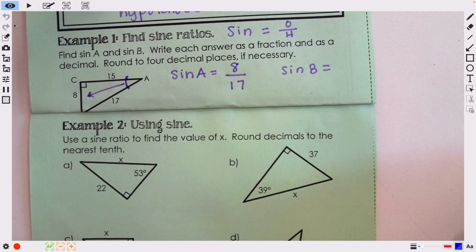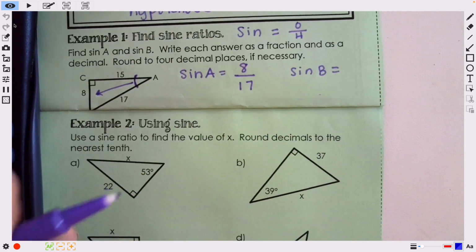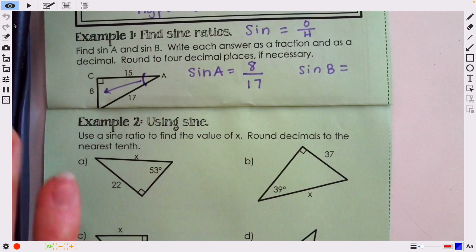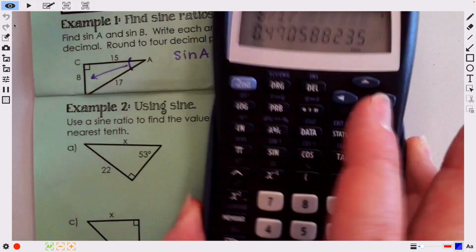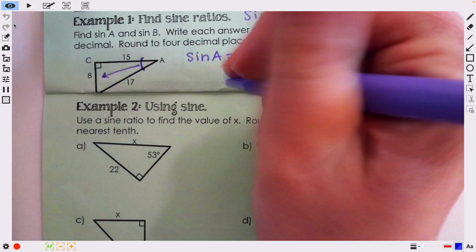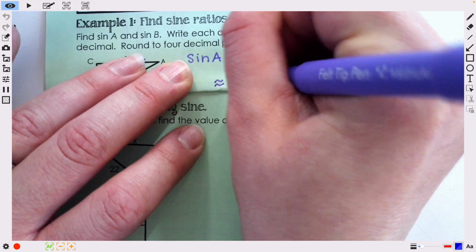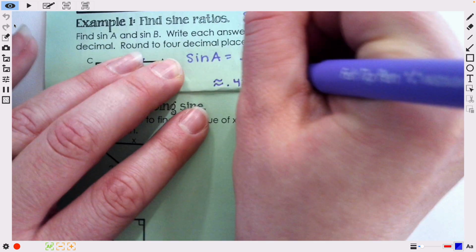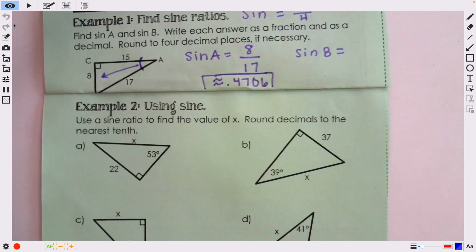So it says write it as a fraction and as a decimal. So what we're going to just quickly do is type in 8 divided by 17. And they have asked us to round it to 4 decimal places. So we're going to round it to 0.4706. Rounding facts though, right? The next number is an 8, so that's why we round it to 6.